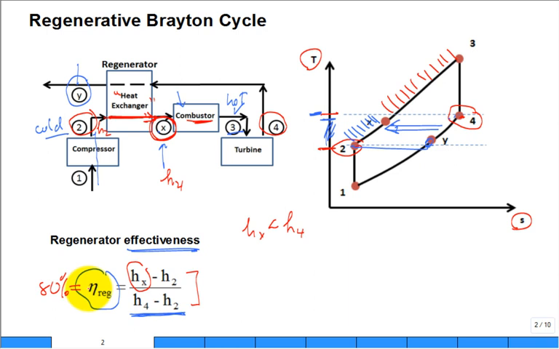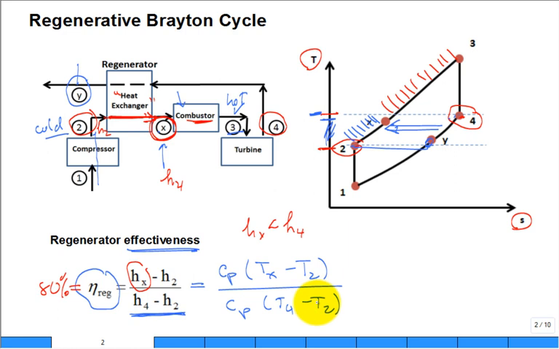And that's the regenerator effectiveness by definition. Now, they do it in terms of enthalpy, but a lot of times we use constant specific heats. If you use constant specific heats, I think it's a little easier to understand because you have the temperature show up. And what cancels? The specific heats, if you use constant specific heats. So maybe I need to caveat that. This is constant specific heats.